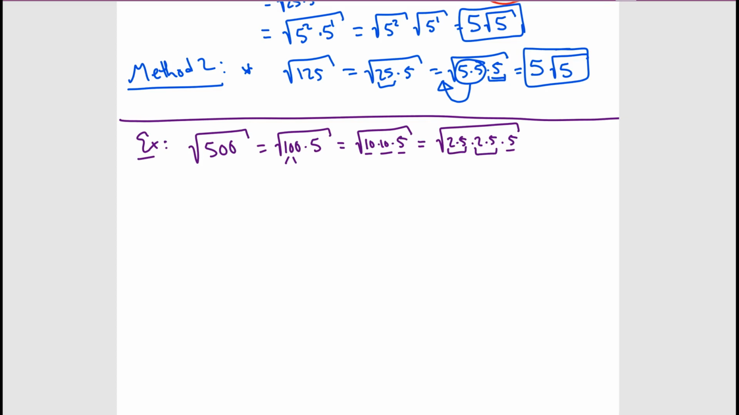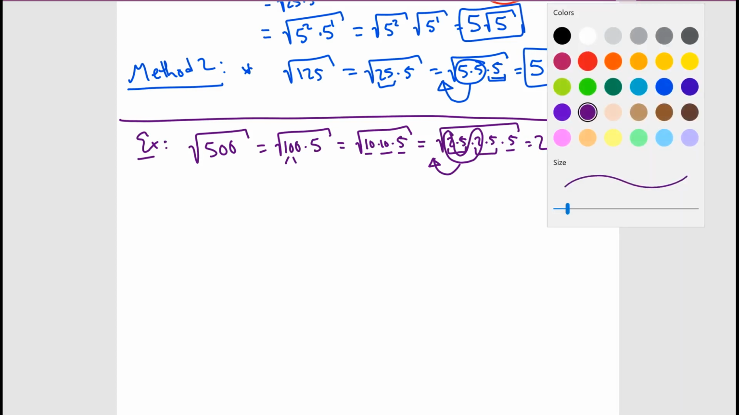Okay, and now what I'm going to do is look at pairs. So here I have a pair of 2's. Okay, so here is one pair, which is going to come out. So that's going to give me a 2. That's one pair of 2's.